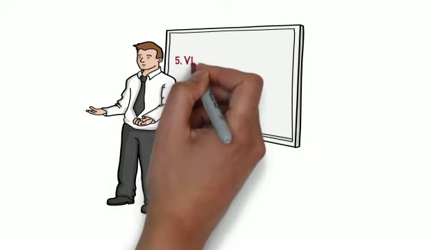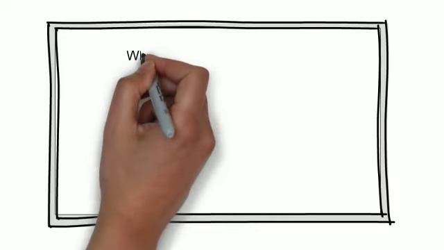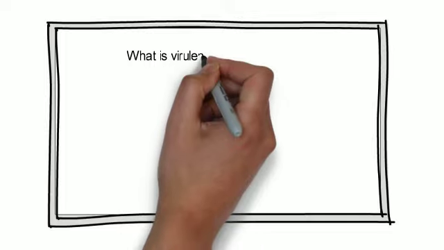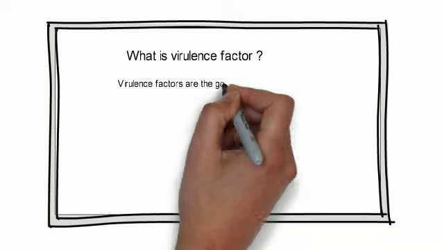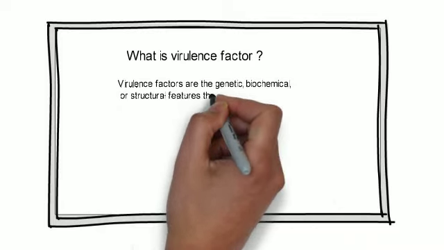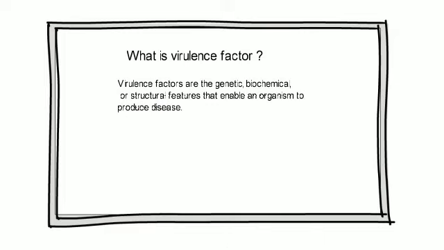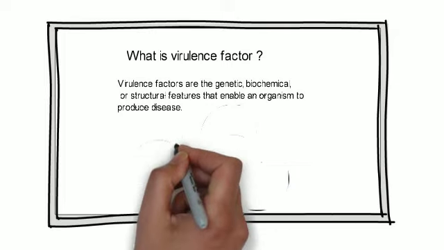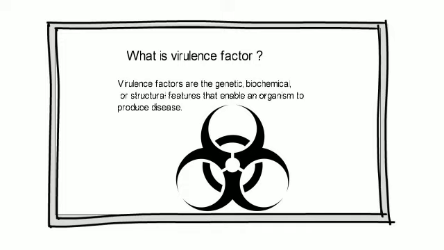5. What is a virulence factor? Virulence factors are the genetic, biochemical, or structural features that enable an organism to produce disease. The clinical outcome of an infection depends on the virulence of the pathogen and the opposing effectiveness of the host defense mechanisms. Cell wall virulence factors.